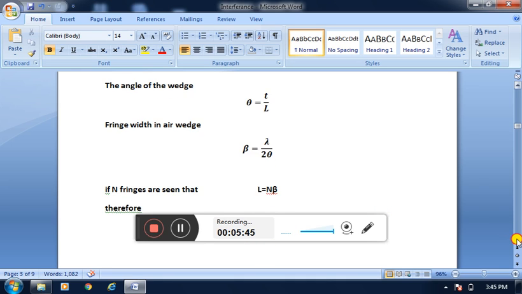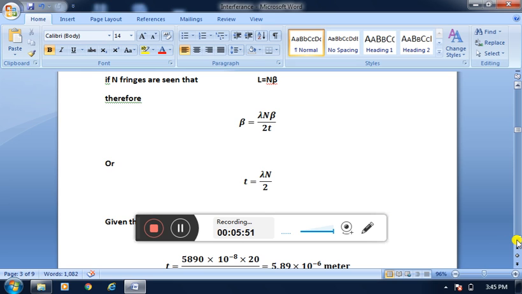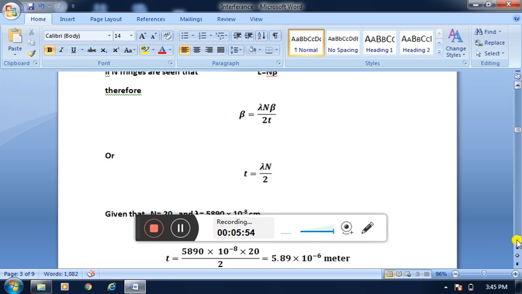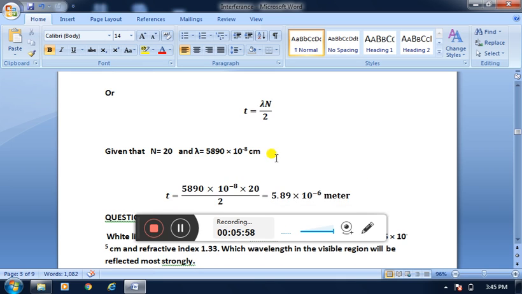From here we get beta is equal to n lambda beta upon 2t. Beta and beta cancel. We get t is equal to lambda n by 2. Here lambda is given, n is given. We calculate the value of t, meaning the thickness of the wire. We get 5.9 into 10 to the power minus 6 meter.